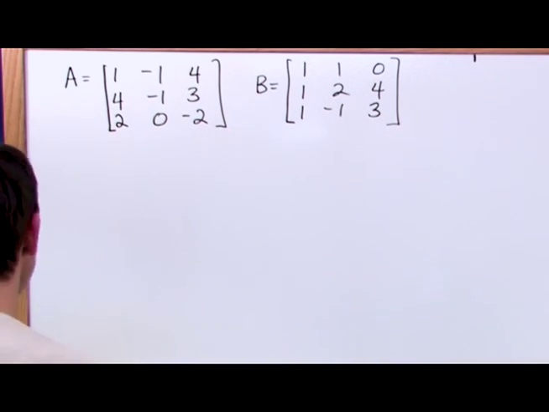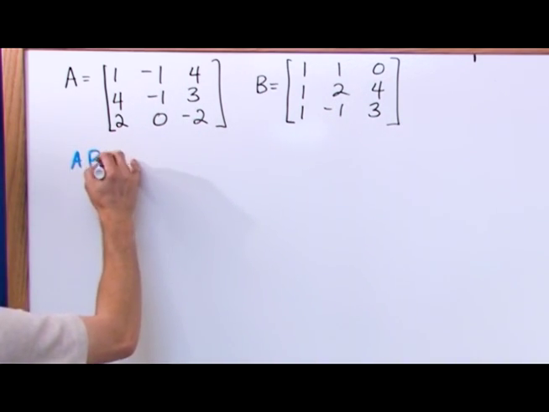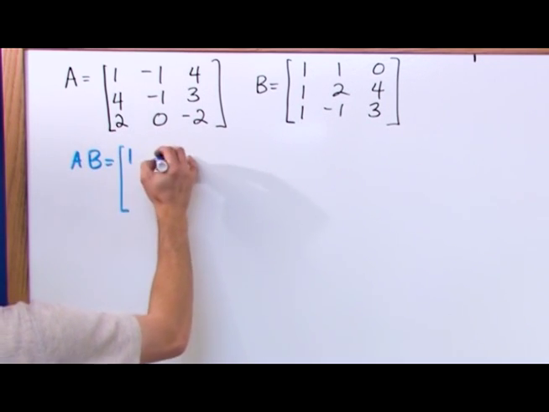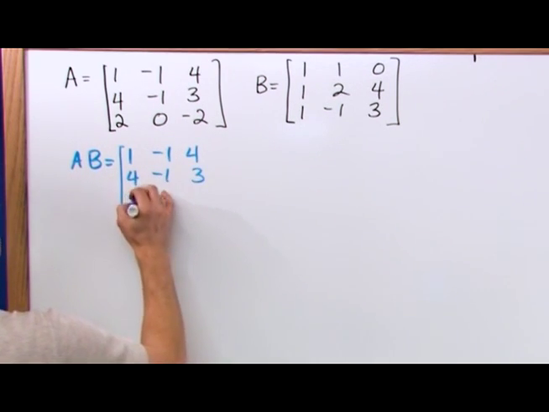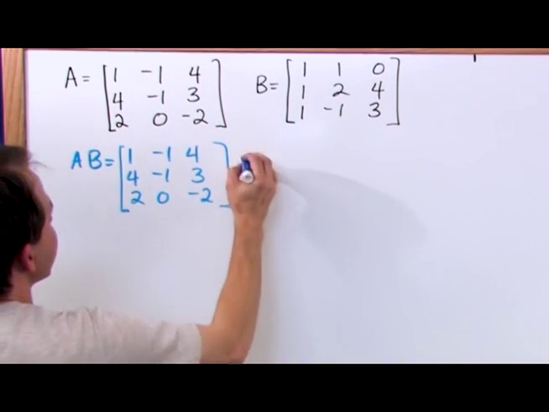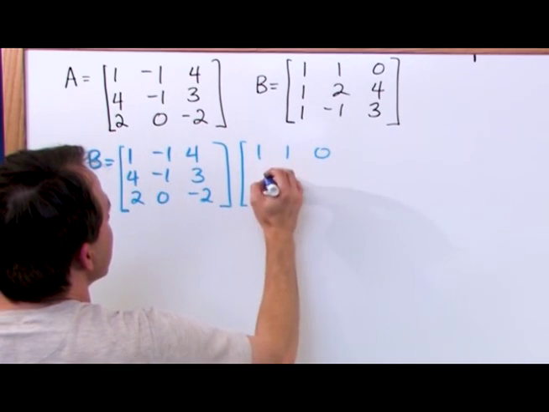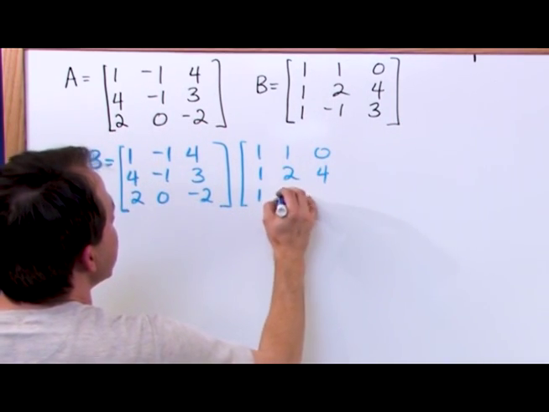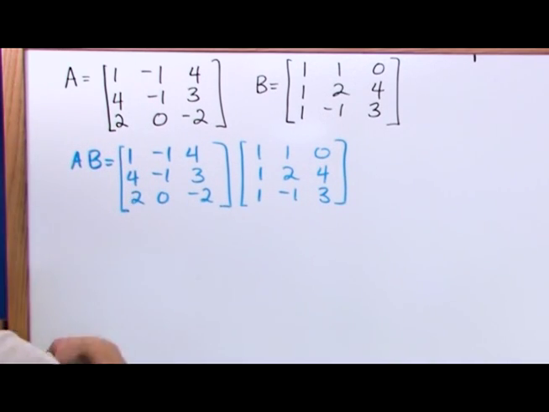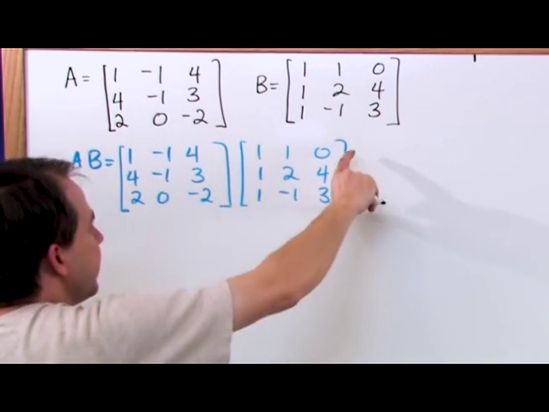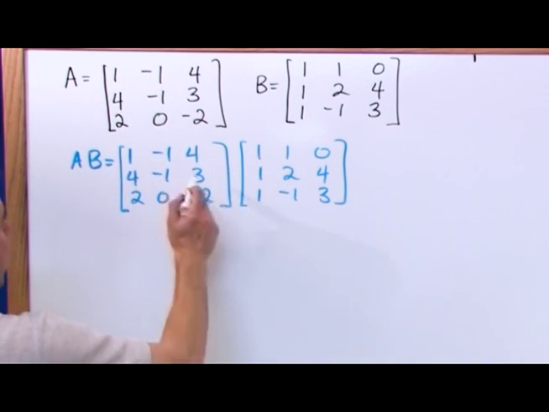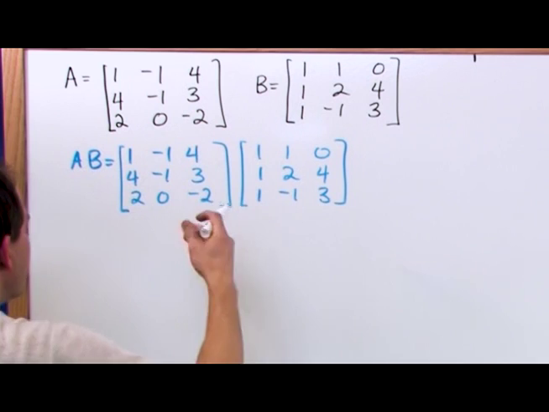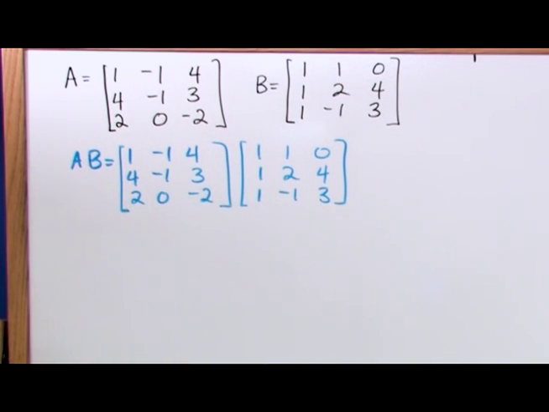So let's go ahead and find matrix A times matrix B, and I'm going to write them down again just because I want to write them right next to each other, and it helps me. 1, negative 1, 4, 4, negative 1, 3, 2, 0, negative 2, multiplied by matrix B, which is 1, 1, 0, 1, 2, 4, 1, negative 1, 3. First thing you should always ask, can I multiply these? Is it legal? Well, you have the same number of columns here as the same number of rows, so it seems like it should be legal, but if you want to double check, or if you forget that rule, just go over and down. You go through 3 numbers here, you go through 3 numbers here. It's legal. You're fine. That's all you really have to check, okay?